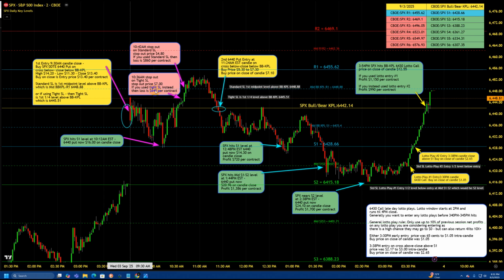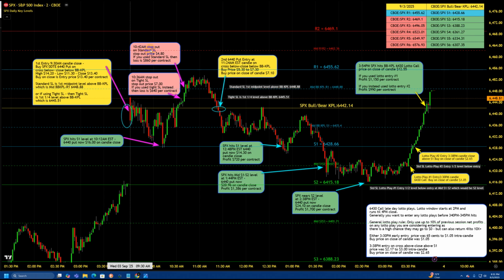So in this case, we did have a stop out. At 10:36 a.m. we had a stop out on the tight SL on this touch on this particular candle. The stop out price was $7, which is the low of this candle. If you used a tight SL instead of the standard SL, then the loss here would be $640 a contract, and you get that by taking the buy price of $13.40 minus the stop out price of $7.